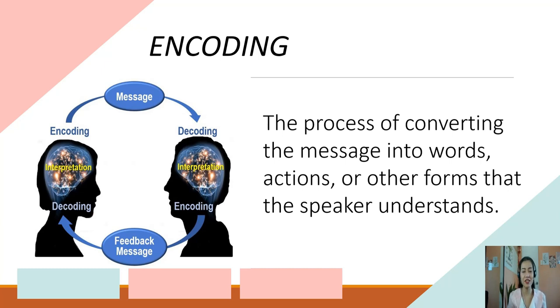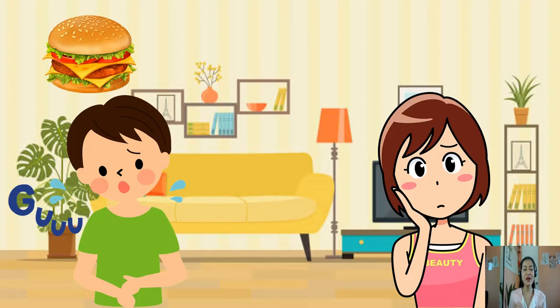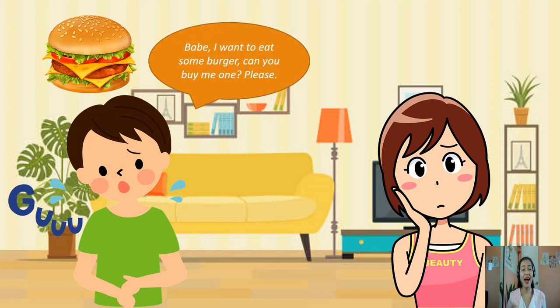So let's make this definition clearer or simpler. So I have here a situation. So just imagine that you are the man in the scenario. Okay, let's say nagigutom kaayo ka and then you are craving for a burger. So, how will you tell your girlfriend about your situation? Diba, first way is you will use words in communicating. So you will say, "Babe, I want to eat some burger. Can you buy me one, please?" Diba? It's so easy to say what you want.